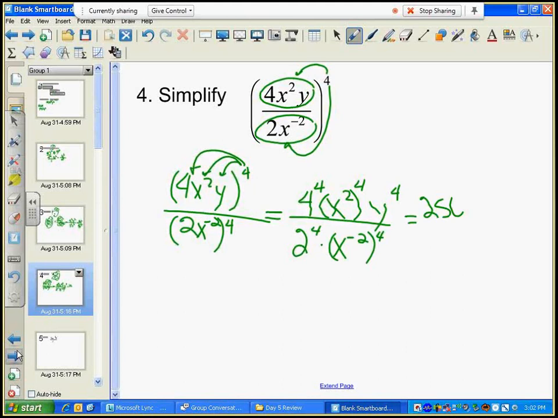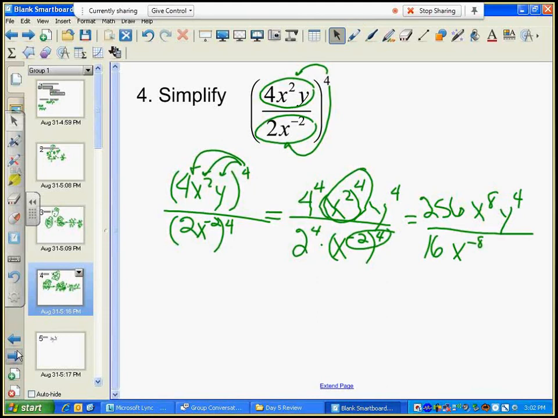Got a power to a power here, so I'm going to multiply my exponents. x to the 8th, y to the 4th, all over 16. Let's multiply these exponents. I get x to the negative 8.